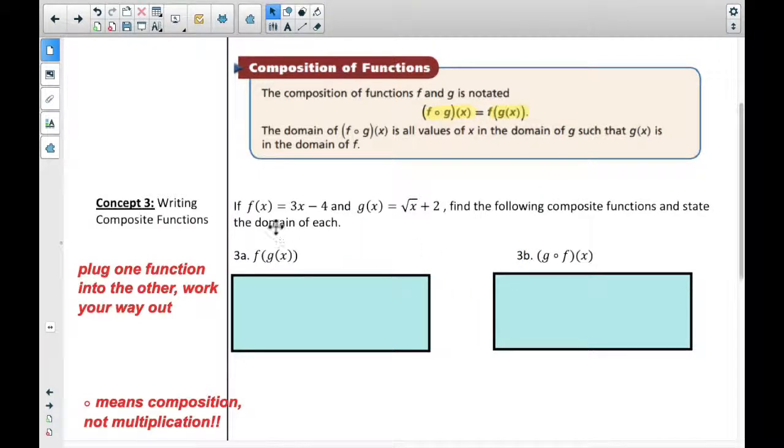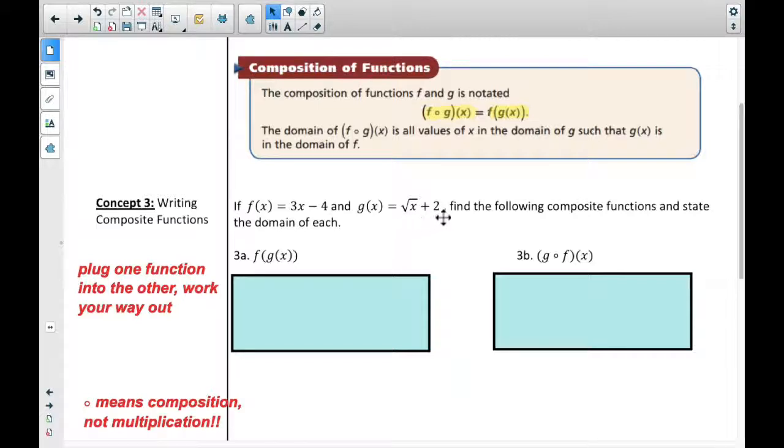So here we have two different functions, f of x and g of x. It says if f of x and g of x are these, find the following composite functions and state the domain of each. So in the previous one, we took an x and we plugged it in, and it was a number. In this case, we don't have a number. We're just going to plug in an x. Well, x is already plugged in, so that's done.